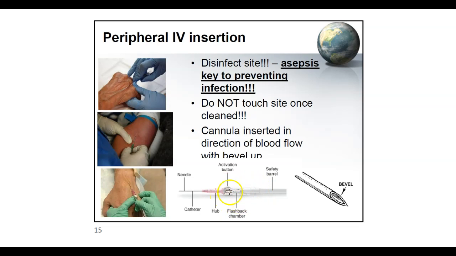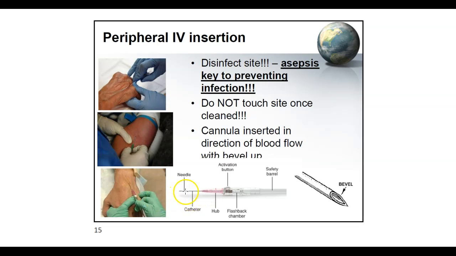Usually there's a chamber where you can see the blood return, and then there's a button. Sometimes there's no activation button, so you have to push the hub instead of activating the button to retract the needle. Once the needle is completely out, it will lock automatically. Again, this is a catheter.